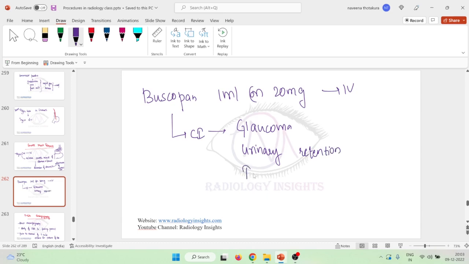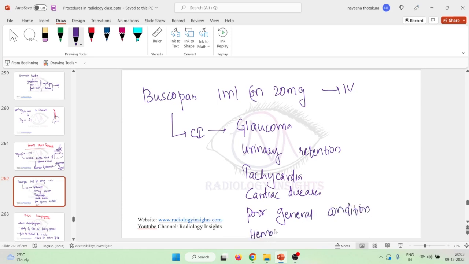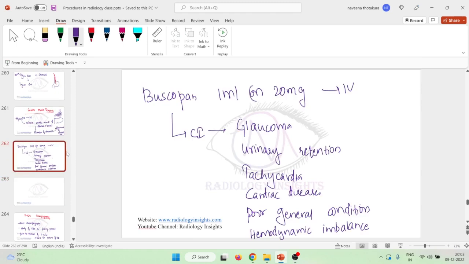or tachycardia, cardiac diseases, or if the patient has poor general condition, or if the patient has any hemodynamic imbalance. So, Buscopan is contraindicated in glaucoma, urinary retention, tachycardia, cardiac diseases, poor general conditions, and hemodynamic imbalance.